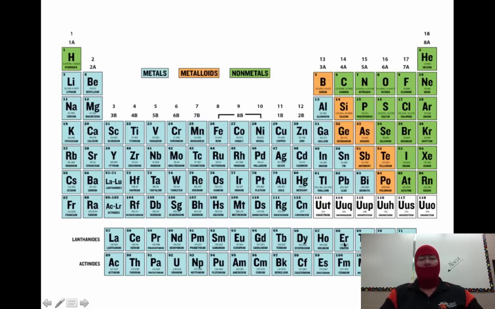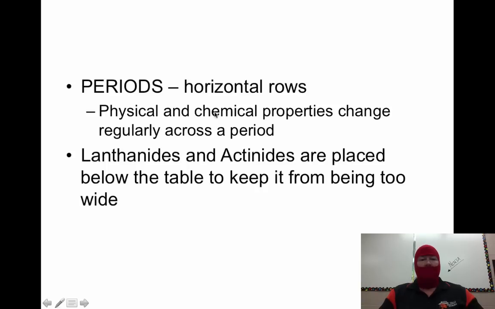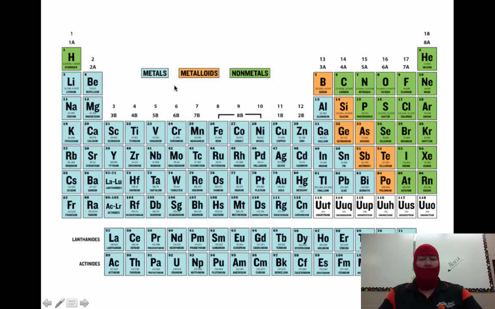Across the bottom of the periodic table is a group of elements called the lanthanides and the actinides, and these are the rare earth elements. I guess before that I'll talk about periods. Periods are horizontal rows, and the properties will change very regularly or periodically. And we will talk about that in a future unit, what sort of changes take place as you go across the periodic table. Some very regularly occurring intervals or periodic intervals, which is where the name originated from.